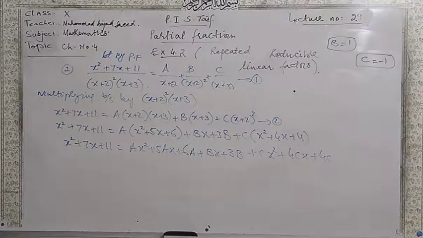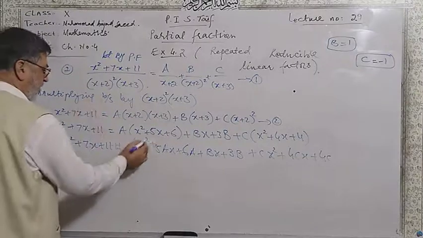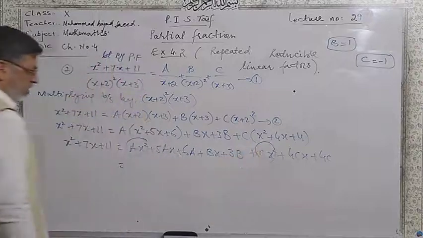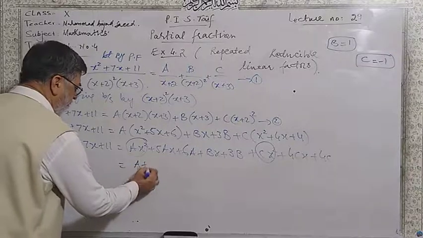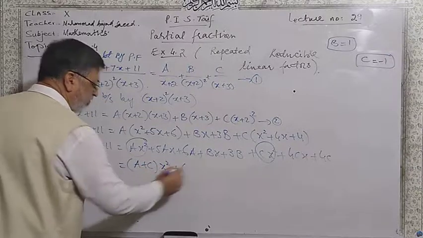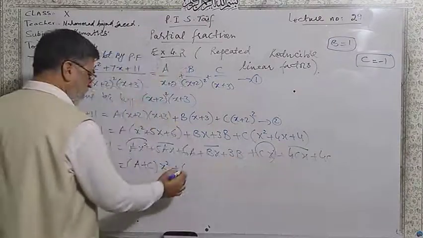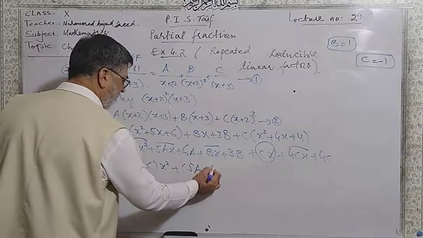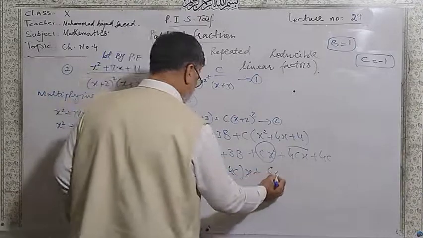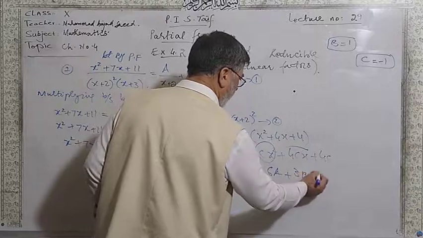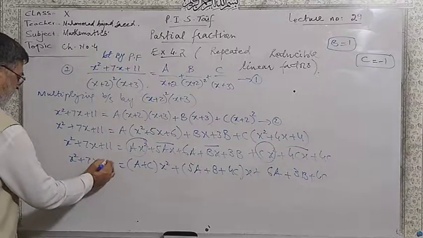I told you we will write down like terms side by side and take common variable from them. These are the like terms. Ax square, cx square. So you may write down (a plus c) into x square common. Similarly, 5ax, bx, 4cx. So you can write down (5a plus b plus 4c) into x. Then constant 6a plus 3b plus 4c. Here we have x square plus 7x plus 11.